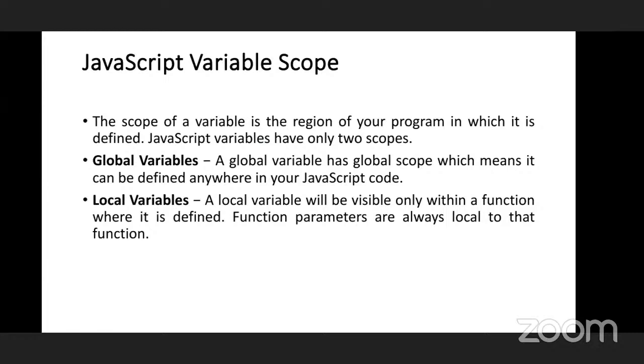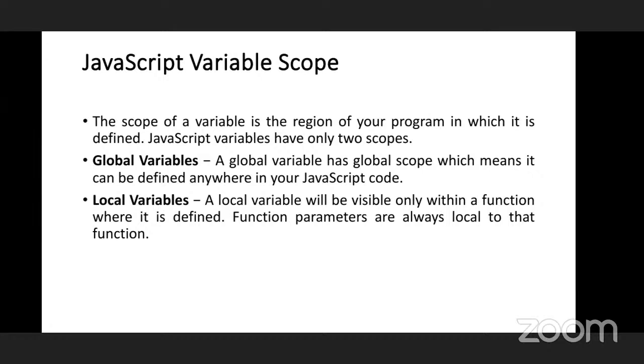Now, JavaScript variable scope. Variable scope is nothing but from where we can use a variable. Suppose you create a variable, where can we access that variable? At some points we cannot access a variable, at some points we can. That is decided based on the scope of the variable. The scope of a variable is the region or place of a program in which it is defined.